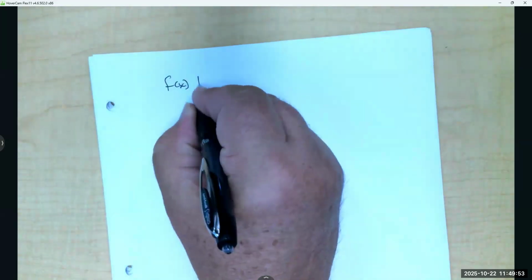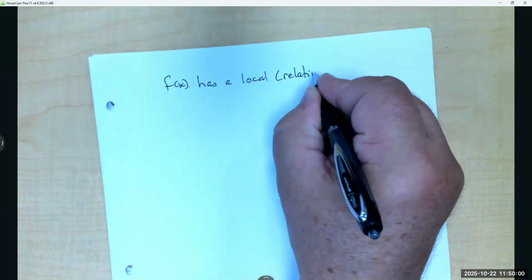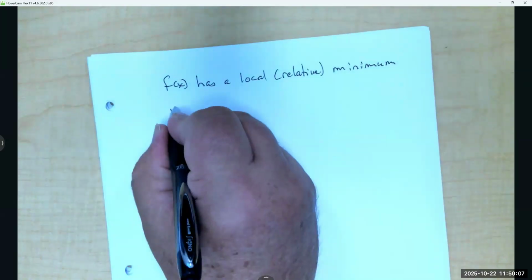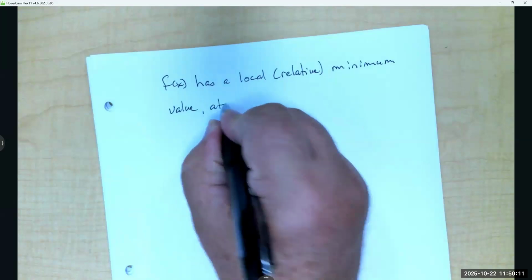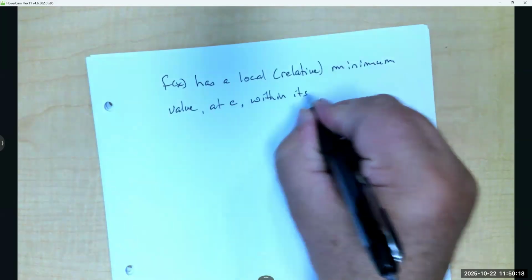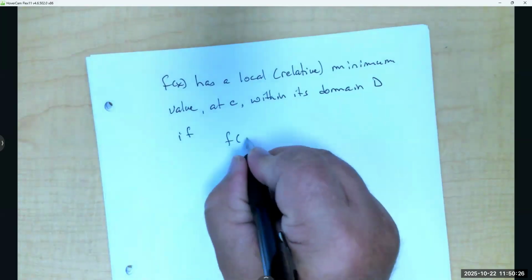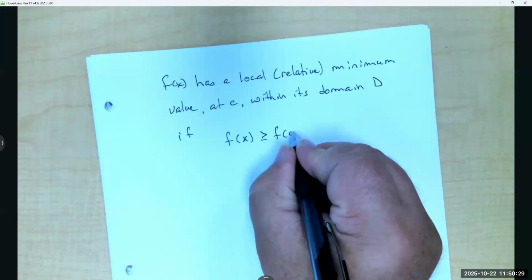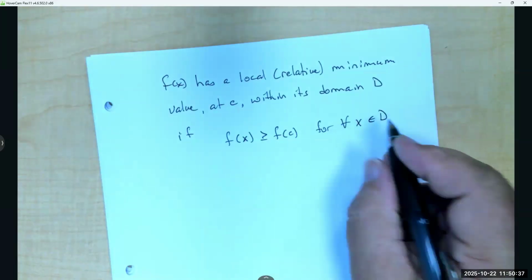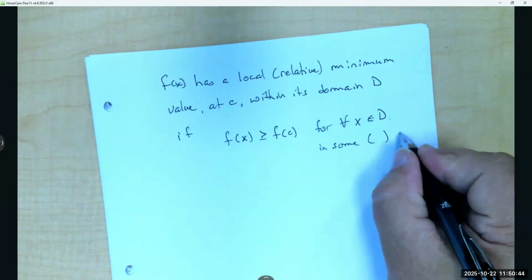F of x has a local or a relative minimum value at C within its domain D if f of x is greater than or equal to f of C for every x in D in some open interval containing C.